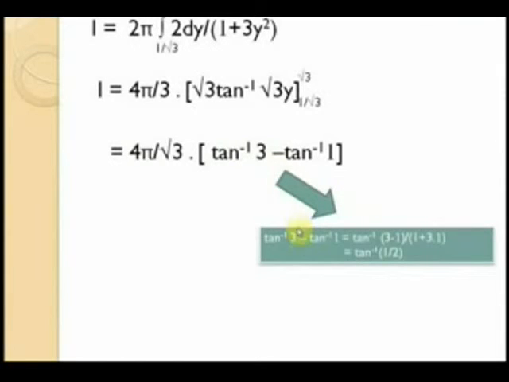Tan inverse of 3 minus tan inverse of 1 would be equal to tan inverse of 3 minus 1 divided by 1 plus 3 into 1, because tan inverse x minus tan inverse y is equal to tan inverse of x minus y divided by 1 plus x into y. So this would be equal to tan inverse of 1 by 2, and hence finally we get the value as I equal to 4 pi by root 3 into tan inverse of 1 by 2.